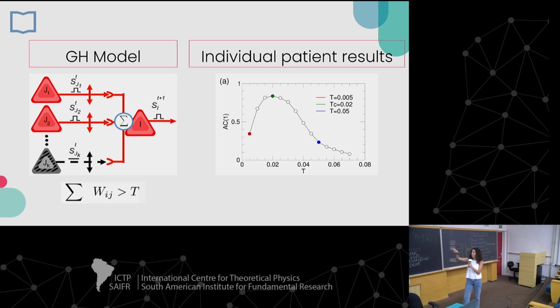Due to a sum of the neighboring connections, if it's higher than the threshold, that is the control parameter T. With this, we ran 200,000 time steps and analyzed the first autocorrelation, and found some critical dynamics close to the parameter T equal to 0.02. But we found interesting results in supercritical values of T that were lower in this region.